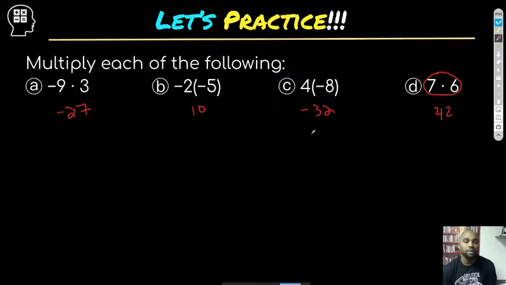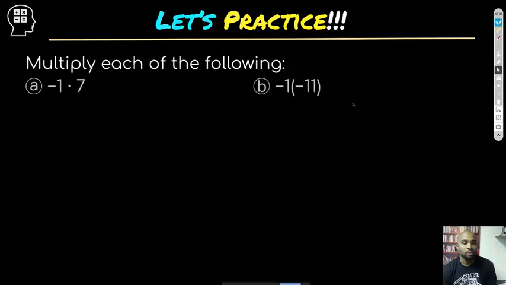Those rules are very important and make algebra or whatever math you're doing a lot faster and easier if you just remember them. Doing a lot of practice problems is going to help you remember those. Let's continue with some more. Negative 1 times positive: negative times positive is a negative. I know 1 times 7 is 7. Negative times a negative is a positive number. And I know that 1 times 11 is 11.